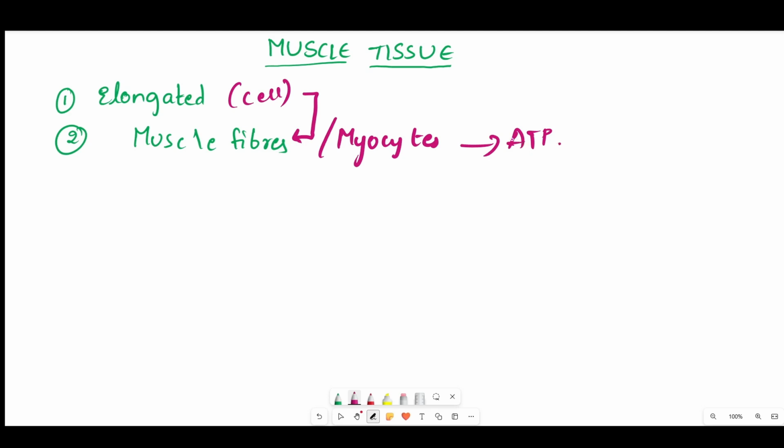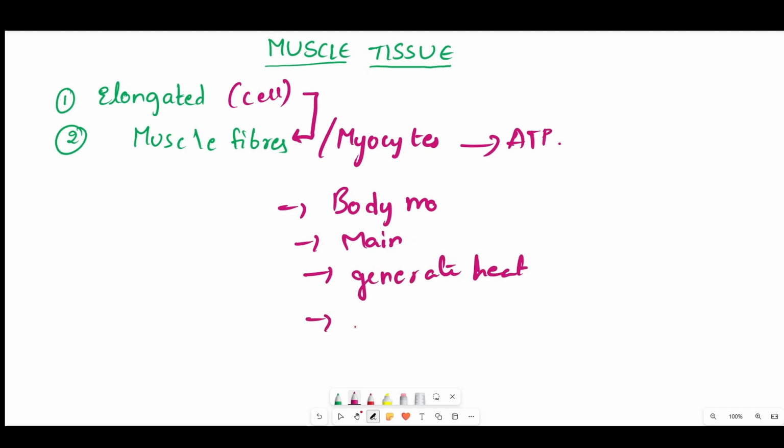The basic functions of this muscular tissue are: first, to provide body movements; second, to maintain body posture; third, to generate heat; and the last one, to give protection to the body. These are some general functions of this muscular tissue.